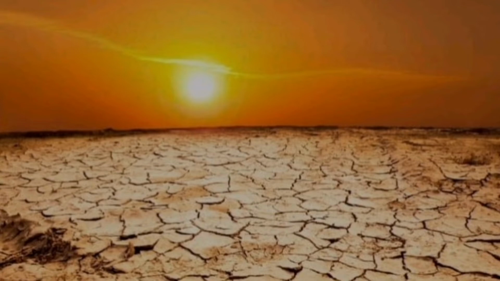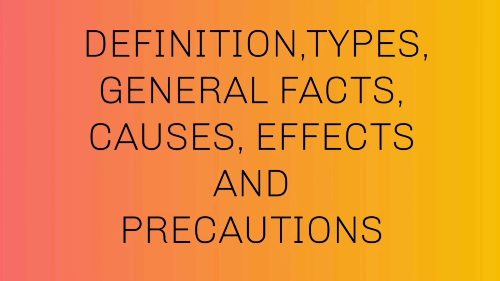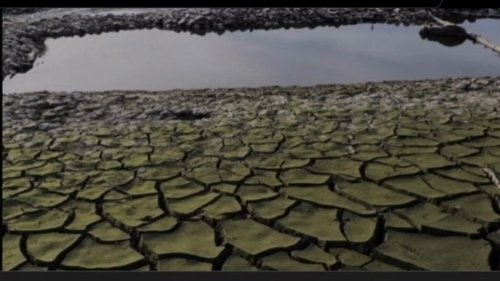Today, we'll be learning about droughts. Here, we'll be knowing the definition, types, general facts, causes, effects, and precautions of droughts. At first, let's see the definition of droughts. What is a drought? A drought is a longest period of abnormally low rainfall which can lead to the shortage of water.